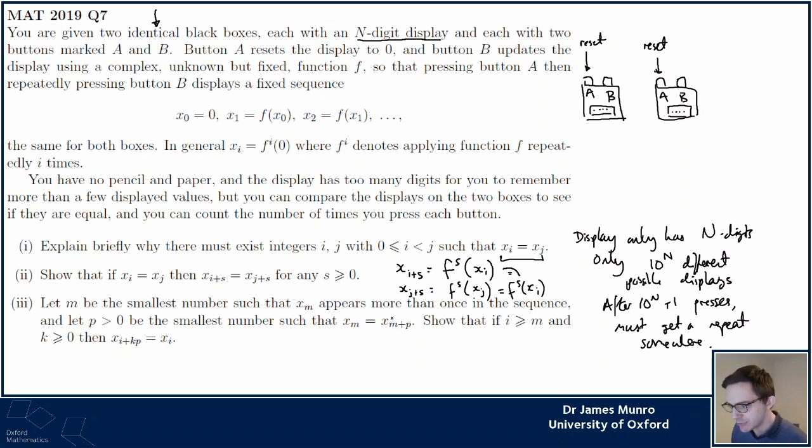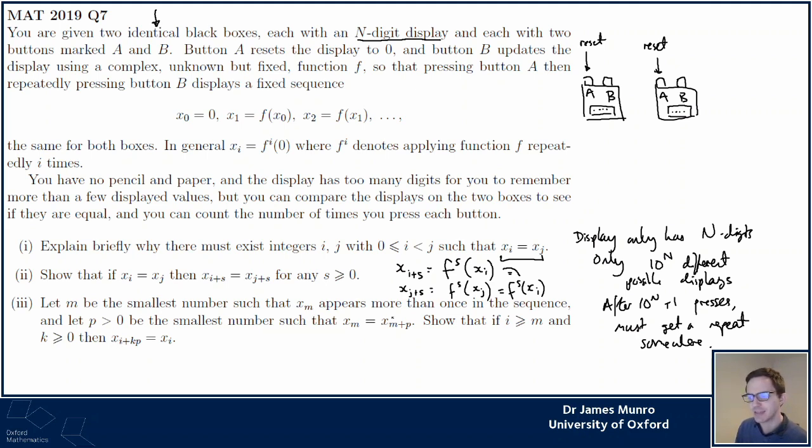Okay, show that if i is bigger than or equal to m, and k is bigger than or equal to zero, oh goodness me, okay, then x(i+kp) is equal to xi. Okay, what do I think? So x(i+kp), I want to use a similar argument as I used over here. To say, this is something like after kp more presses on the button, what's the output? p is the smallest number.